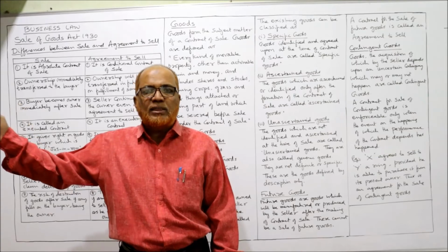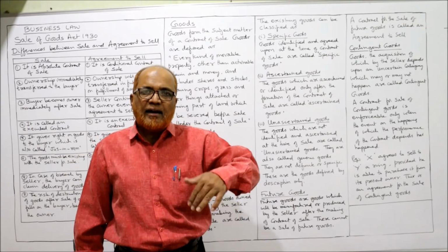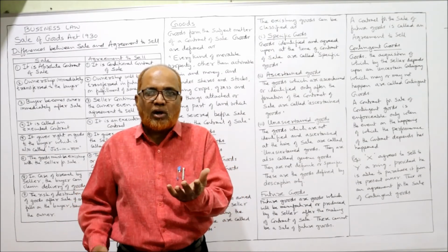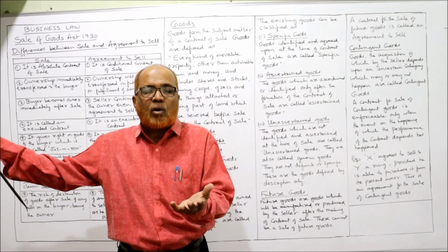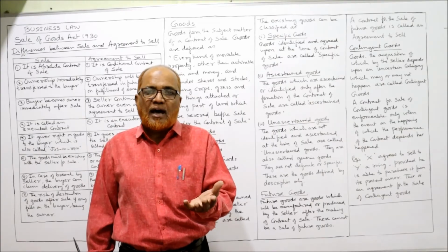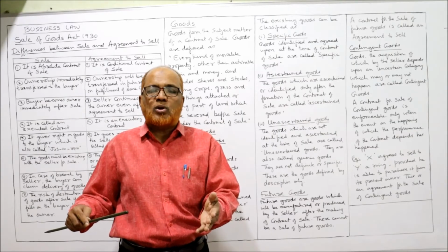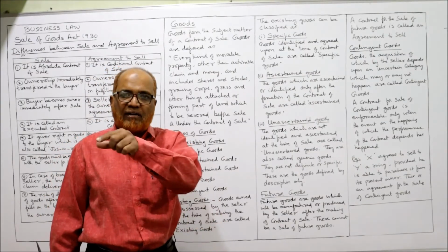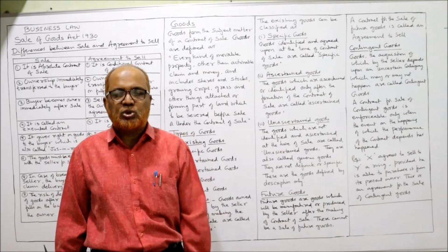Simple example, I have imported some goods from a foreign country. The goods are still on the way. So I entered into a contract with a buyer. I am the owner of the goods. The goods are not in my hand right now. The goods are on the way, in transit. And before the goods reach the port of our country, I entered into a contract with Mr. X that after receiving the goods, I will sell the goods to you.